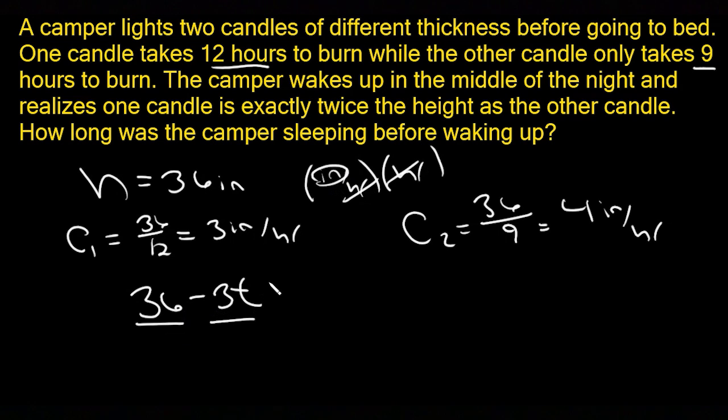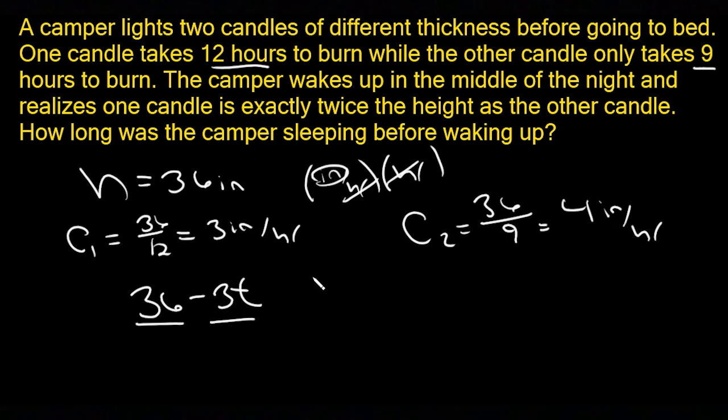So in other words, if I plug in a value for time, that is going to give me the resultant height. So for example, if you plug in 1 hour, that means your height is now going to be 33 inches. Or if you plug in 2 hours, your height now of that candle is now going to be 30 inches, okay?